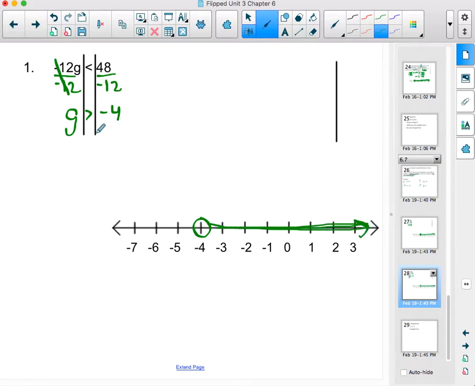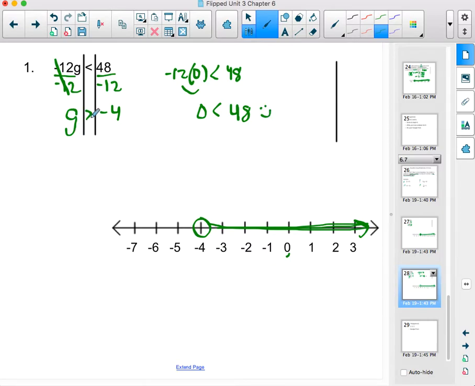And there's my graph. Now let's check this one just to make sure that flipping was an important step for me. I'm going to quickly check a number greater than -4. An easy number that's greater than -4 is the number 0. If I substitute 0 in for g, I get negative 12 times 0, and I'm hoping that result is less than positive 48. Negative 12 times 0 is 0, and 0 is less than 48, so that's good. That's what we were hoping for.